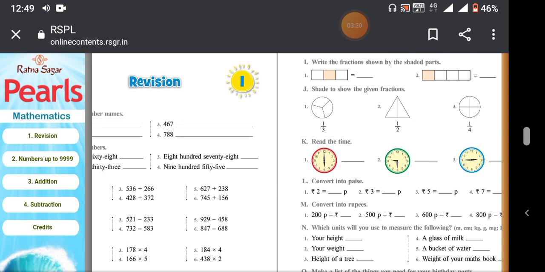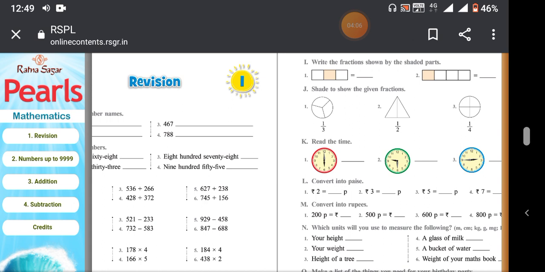Then J, shade to show the given fractions. Observe the picture and the given numbers: 1 by 3, 1 by 2, 1 by 4. You should shade the given fractions in the picture. For 1 by 3, there are 3 parts, and you should shade only one part. Same thing for the second one, 1 by 2: there are 2 parts, and you should shade only one part, like this.